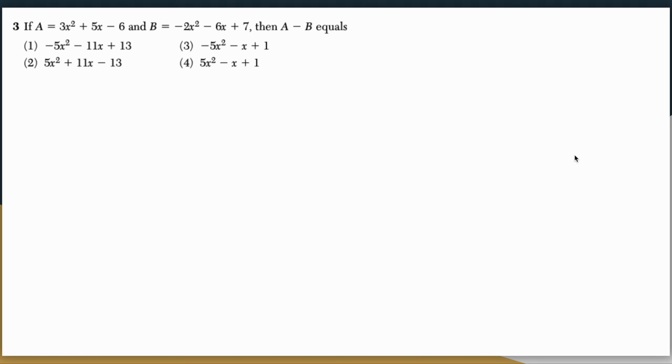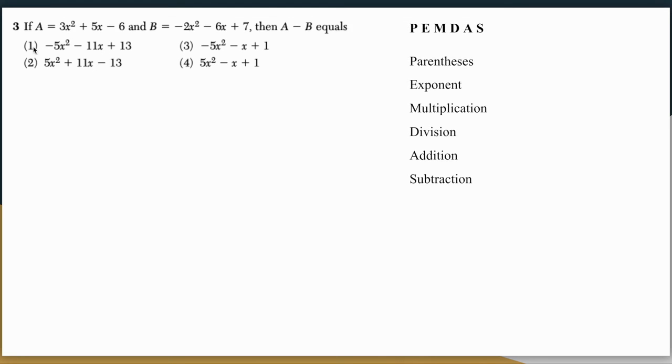Now we're going to do one last question, which is very similar to your practice questions. So for this question, it's saying that A equals 3x squared plus 5x minus 6, and B equals negative 2x squared minus 6x plus 7. If so, then A minus B equals what? So first we have to remember what PEMDAS is. This is a refresher of what PEMDAS is. So we're going to do this: A minus B.